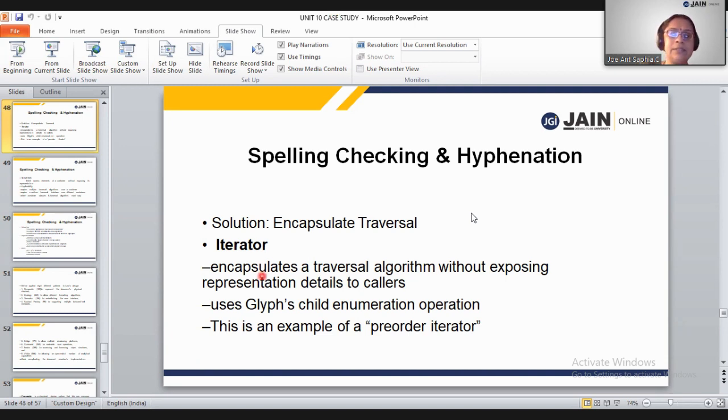One second, let me finish this one and I will come to that one.